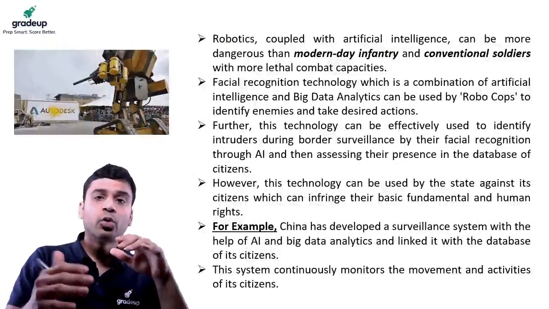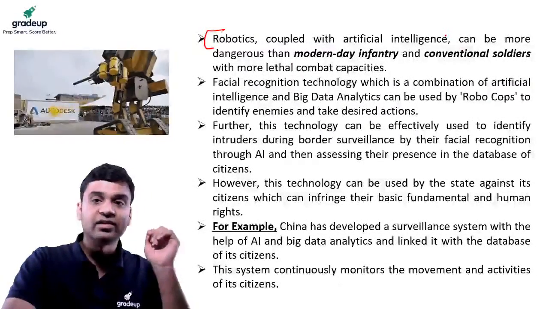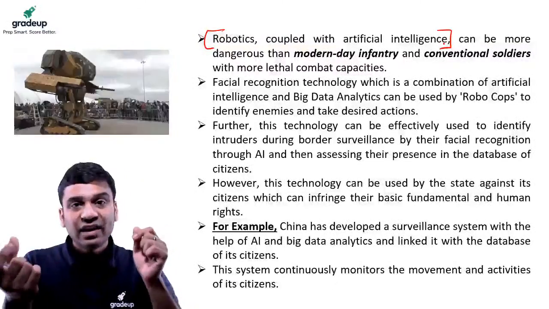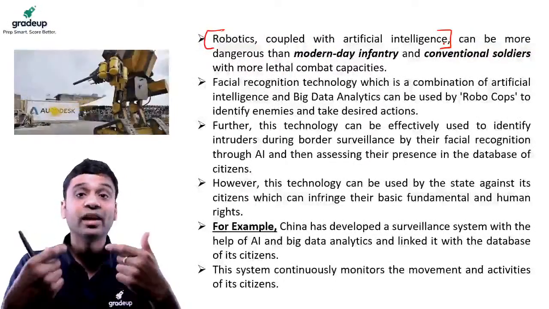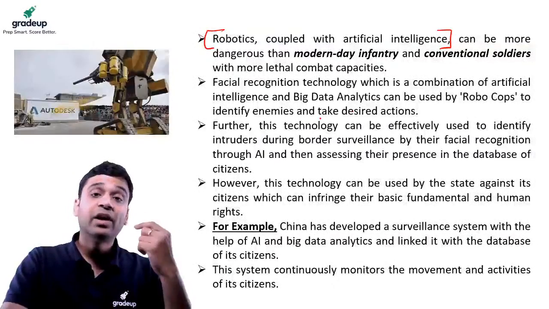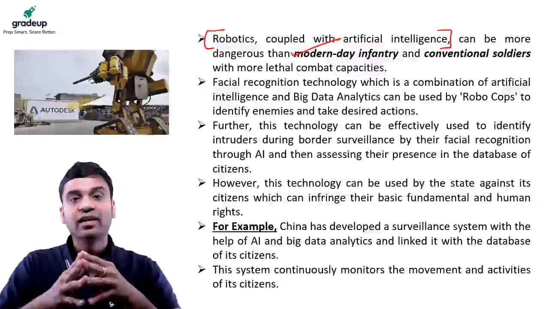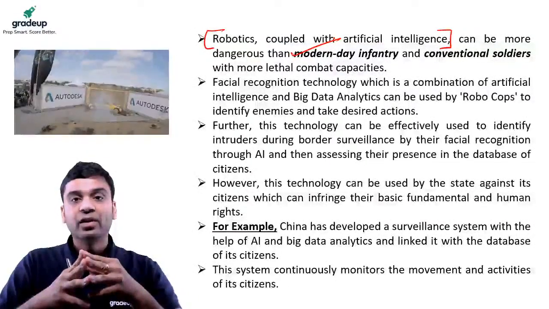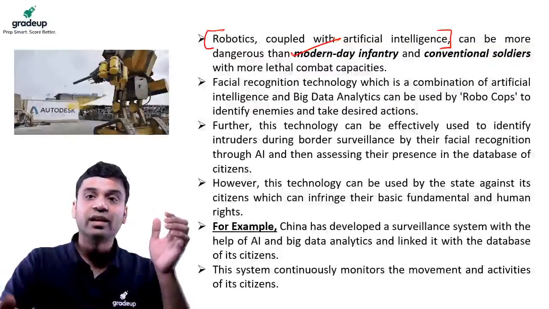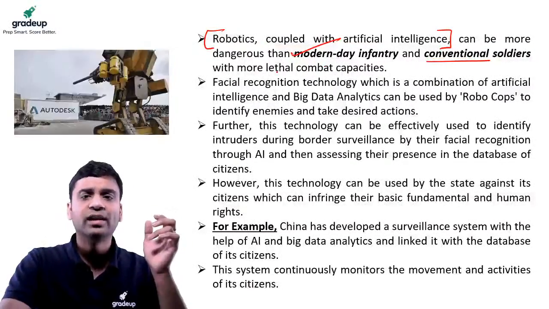Okay, so robots, and if you're coupling it with the artificial intelligence, matlab they will take up the actions on their own, okay, without any human intelligence, then they'd be much more dangerous than your modern day infantry. Okay, infantry is basically the artillery, the soldiers who take place in the war. So it'd be much more dangerous than them. And the conventional soldiers, okay, they have much more lethal capabilities.